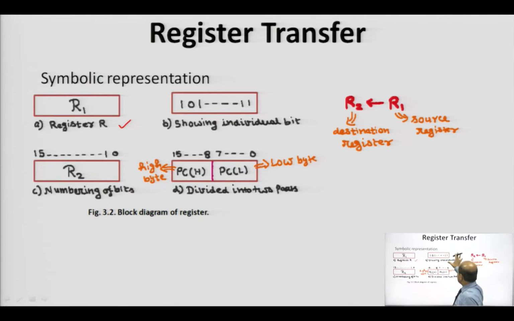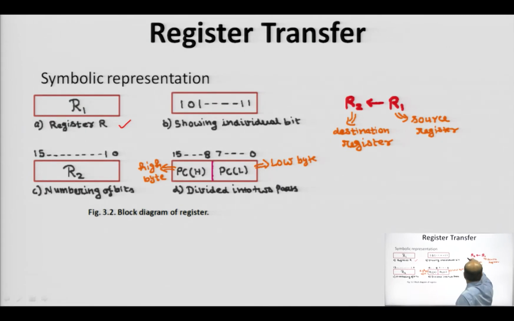So, this representation can also be used to represent the register. We can also represent any register by numbering the bits, meaning index values can be given, or we can use the register in 2 ways, 2 halves, that is low byte and high byte, like in PC, like in program counter. So, in program counter there are 2 types of address bits, low byte and high byte. So, this can also be used to represent the register of type program counter.